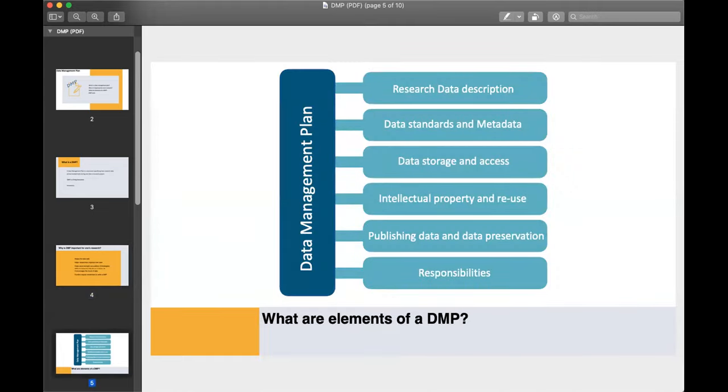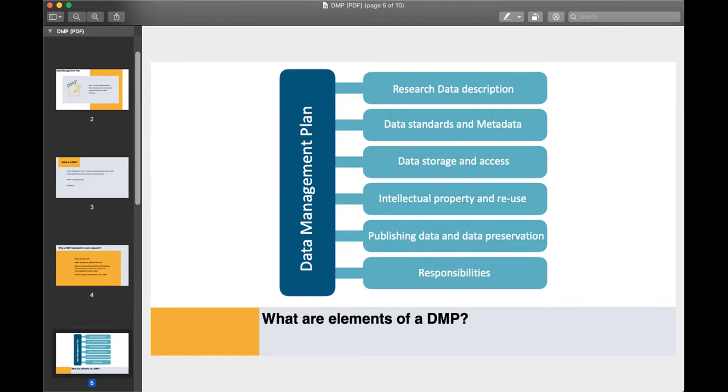As I already said, DMPs should cover all phases of the research data lifecycle. And usually the funder provides the researchers with templates which help them prepare a DMP. And these templates consist of different sections. And these are the most common parts of the DMP. You usually have to describe what types of data, amounts of data, or file formats you'll produce in the course of the project.